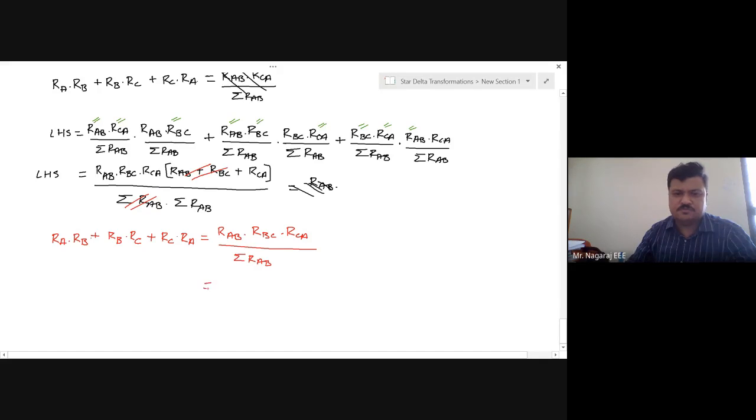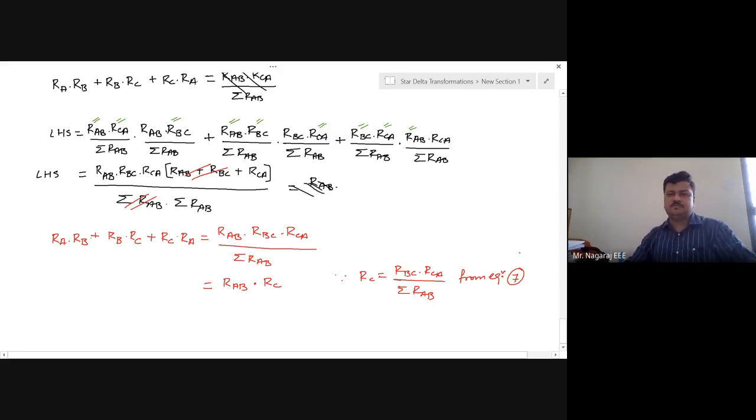Or if I want RAB to remain, I will keep it as it is. RBC into RCA divided by RAB, I will take this as RC, because RC is equal to RBC into RCA divided by summation RAB from equation 7.